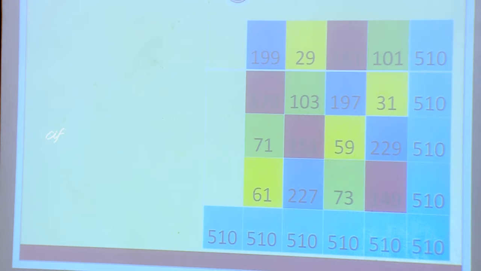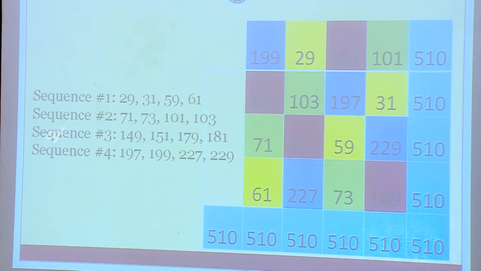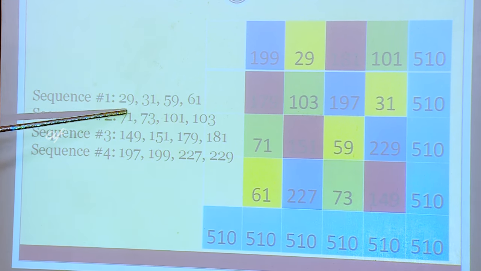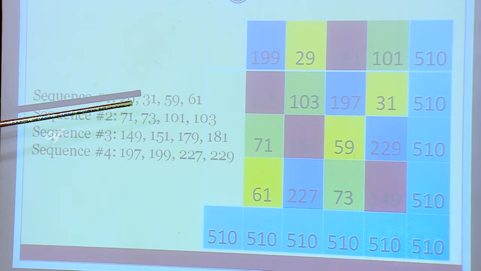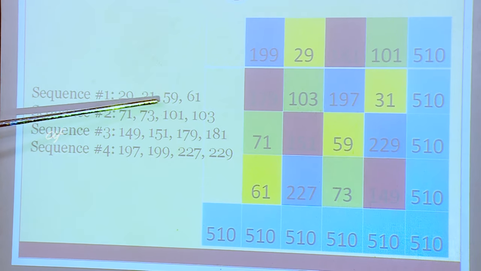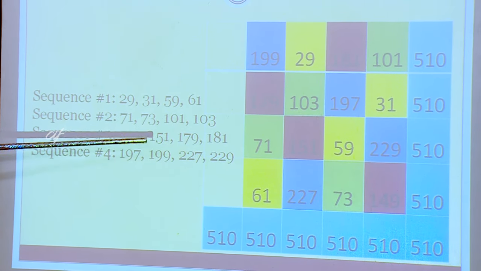So then we started. Now this is another one. Now here you can see that it is not even an AP. It is not an arithmetic progression. 29, 31, 59, 61. You know what these are called? 29, 31, 59, 61. 71, 73, 101, 103.